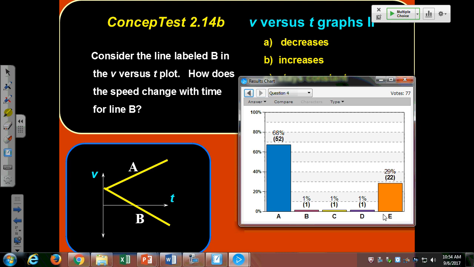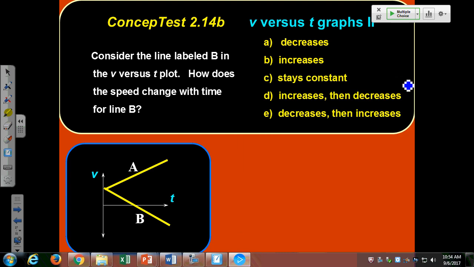So E is the right answer here. I know why you put A, because it looks like it's decreasing, right? It has that negative slope, and it looks sort of downhill, but it actually decreases and then increases. The speed does, but in the negative direction. Okay?